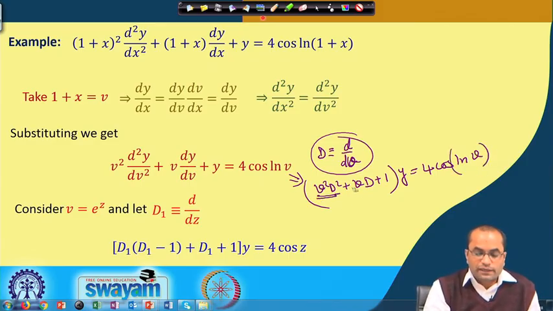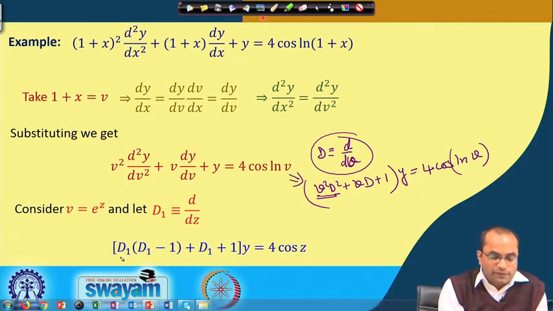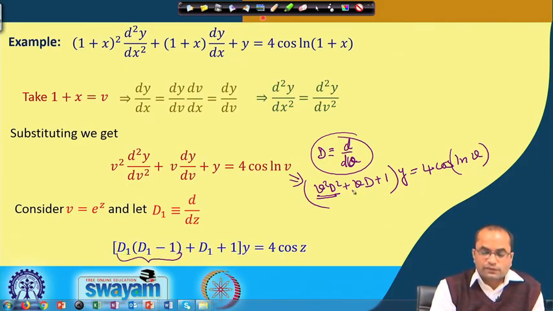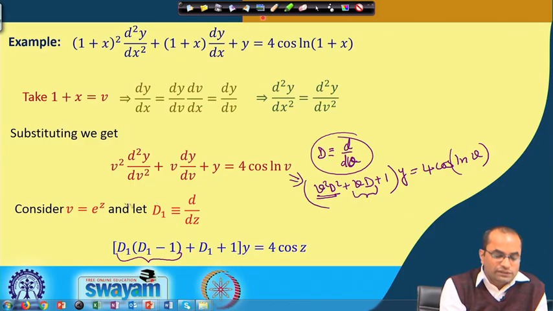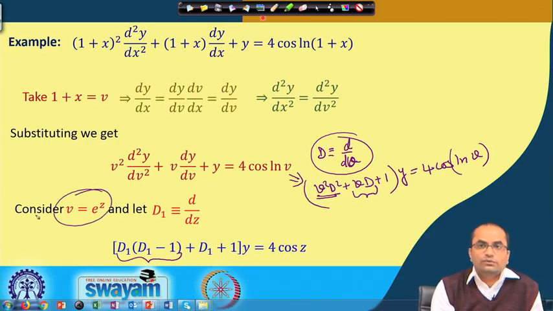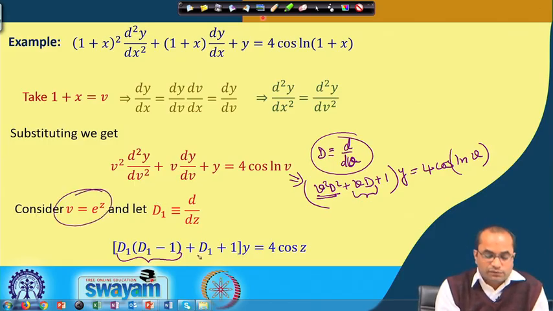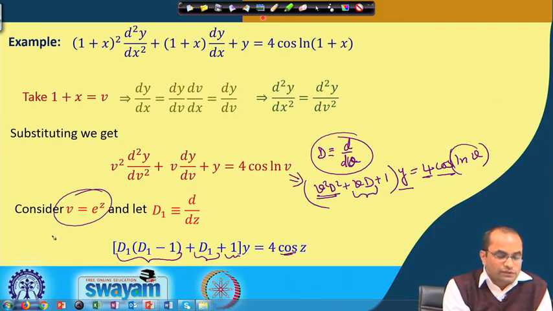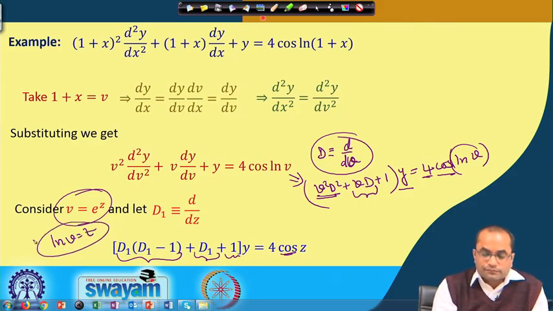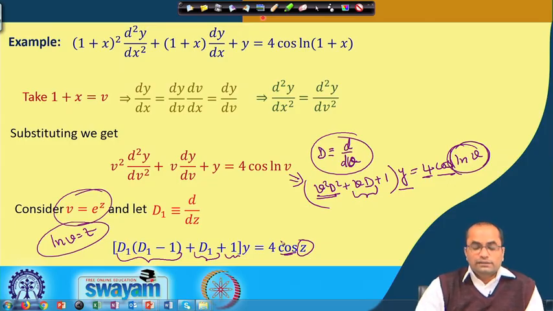So, this v square D square will be replaced with D1 (D1 minus 1), and this vD with the substitution v is equal to x e power z will be replaced with D1. Then this is 1 here, y is equal to 4 times cos of ln v, because v is equal to e power z. So, here ln v is z. So, this ln v, the logarithm of v, is replaced by z here.